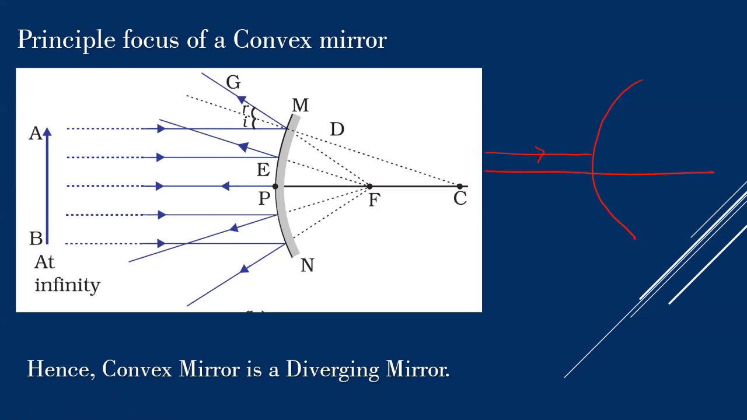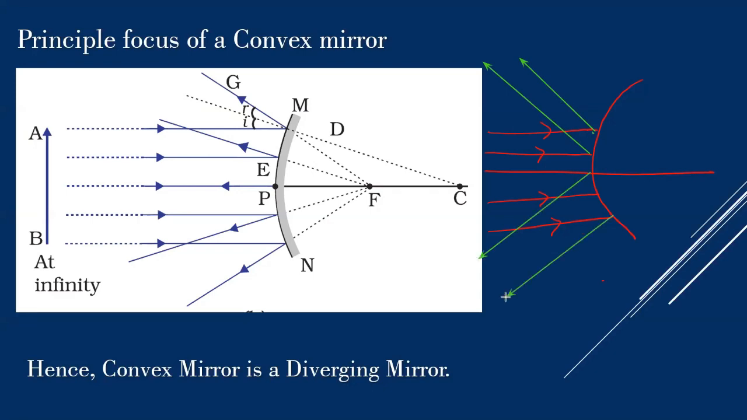These are the light rays which are hitting the surface of the convex mirror. Now, how are these light rays going to be? These light rays are going to get diverged. So if you see this, these are the diverged light rays, the green ones.